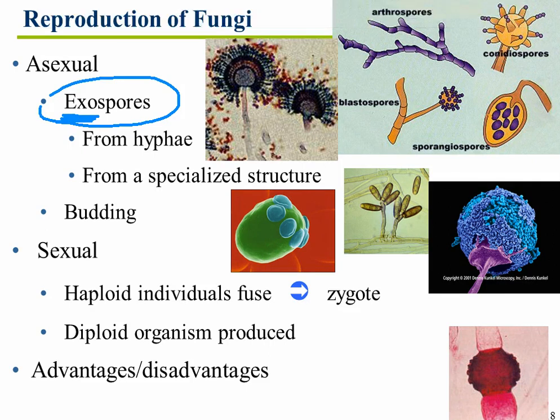Exospores are for dissemination in the environment. They have nothing to do with hardiness, whereas endospores are. Notice different kinds of exospores over here. They come in different sizes and shapes. This is aspergillus right here, which you looked at in lab. These are little chains of blue spores coming off.